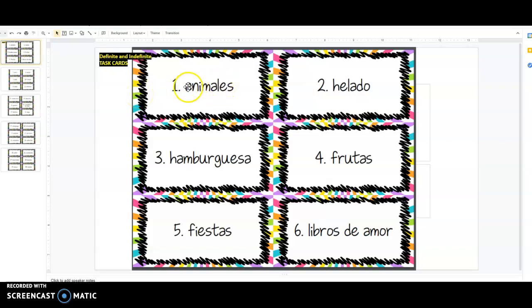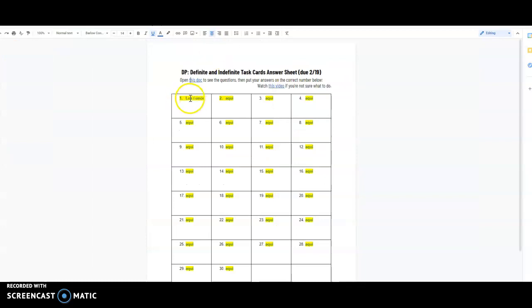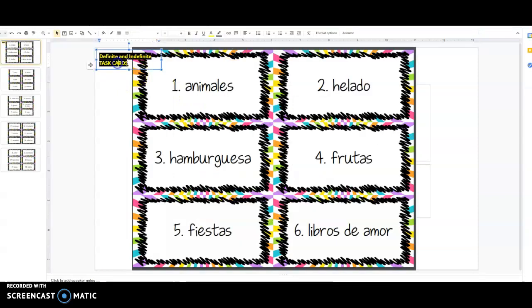So for number 1, you're going to look at your noun, animales, and then you're going to look at your page, and I've already given it to you, but maybe I should include that in here. You are going to give the definite and indefinite article for each noun.